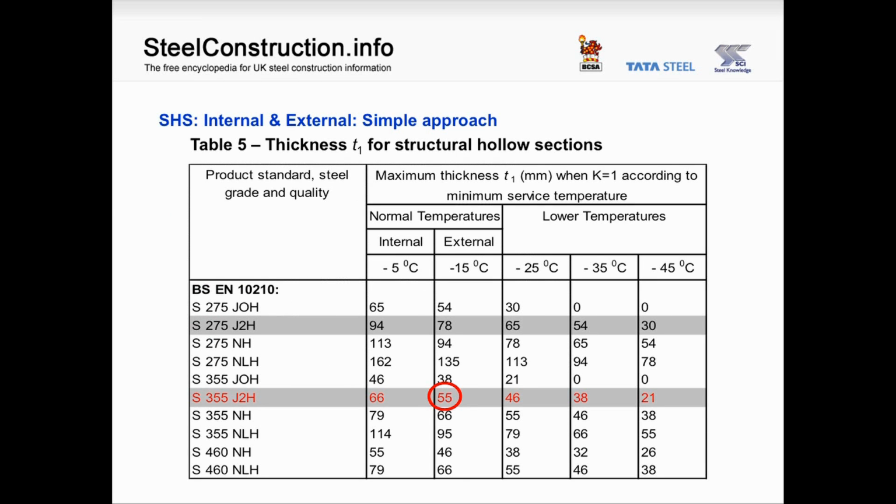Now the treatment of hollow sections. Hollow sections are relatively straightforward because of the simple supply situation from Tata Steel in the UK. There's only one structural grade, and that is S355J2H, and that's for both the hot finished Celsius product and the cold formed Hybox product. If we assume external exposure, then from Table 5 the T1 value is 55 millimeters.